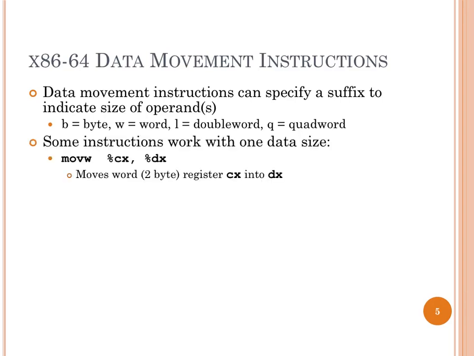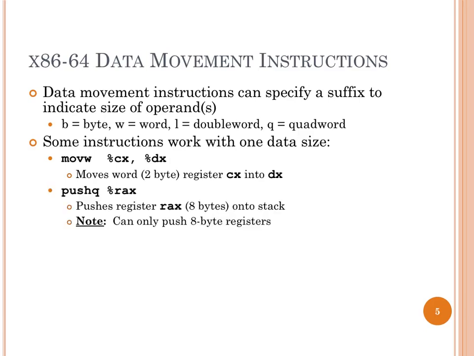So that'll be 8 bytes. Now you have certain instructions that work with just one data width. And so if you were, for example, moving from CX to DX, you could say movw. Do you need to say the W? No, you don't. But it's sure nice to see. Okay, because when you're tired and trying to debug assembly code at 3 in the morning, which I know none of you will ever have that experience, it's really nice to see the suffix so that you know what in the world you were thinking. Okay, pushq RAX.